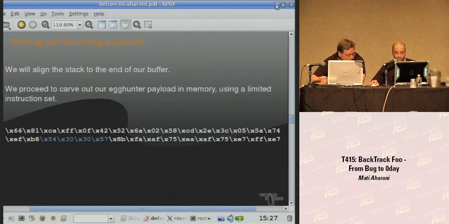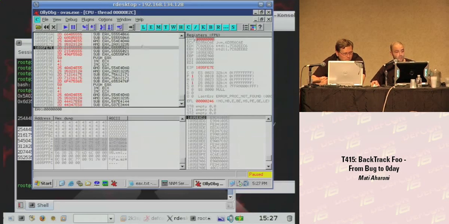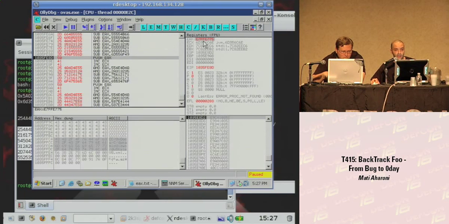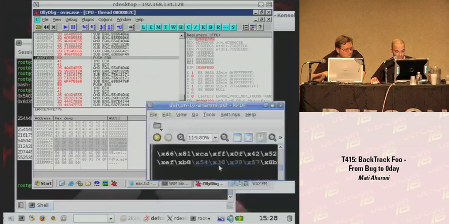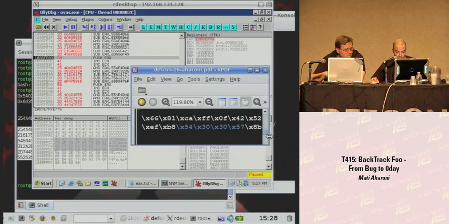So, E7FF, E775. We'll do some calculations, we'll work on EAX, subtract these 2 values, and look at the value that we have in EAX right now. Let me just get it to the right place.